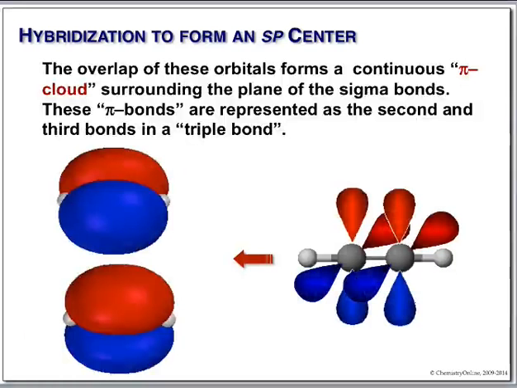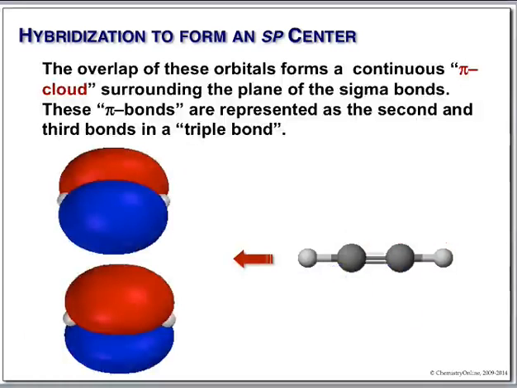Now, because this is linear, you actually could never tell if we had free rotation or not, but we don't, because once again we have to keep these orbitals aligned in order to get good overlap. As these things overlap, they generate what we refer to as our triple bond.